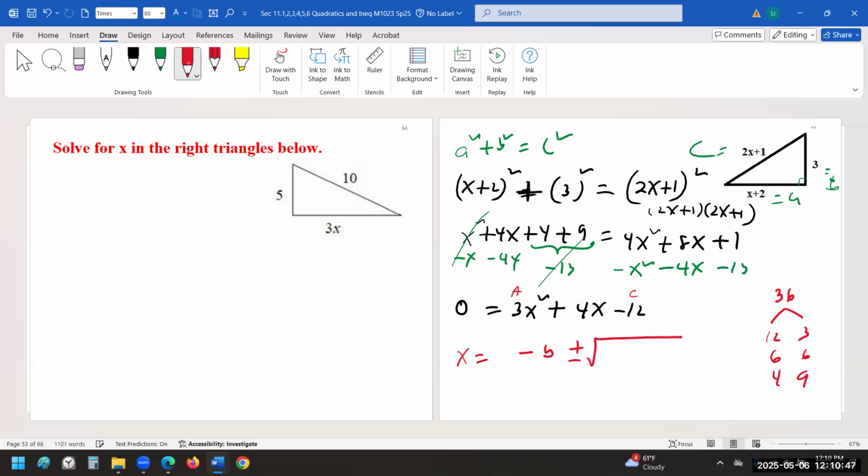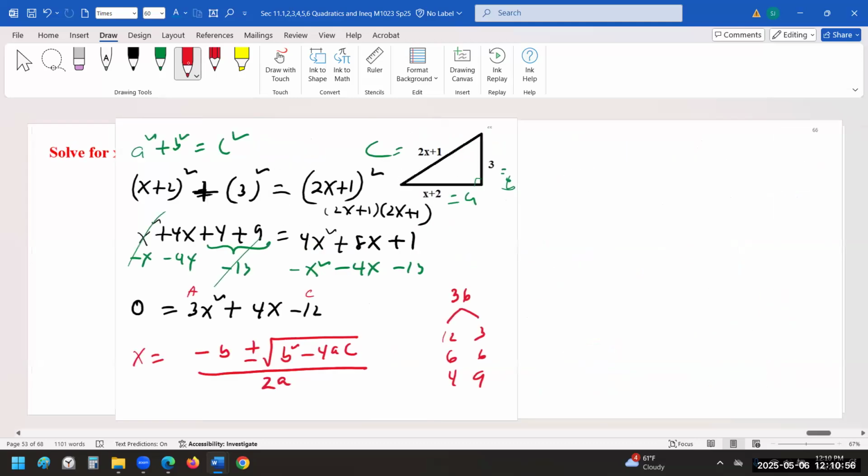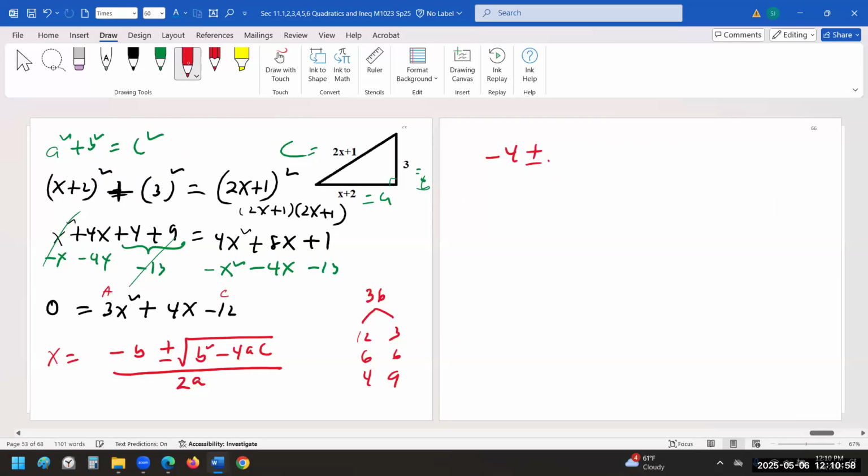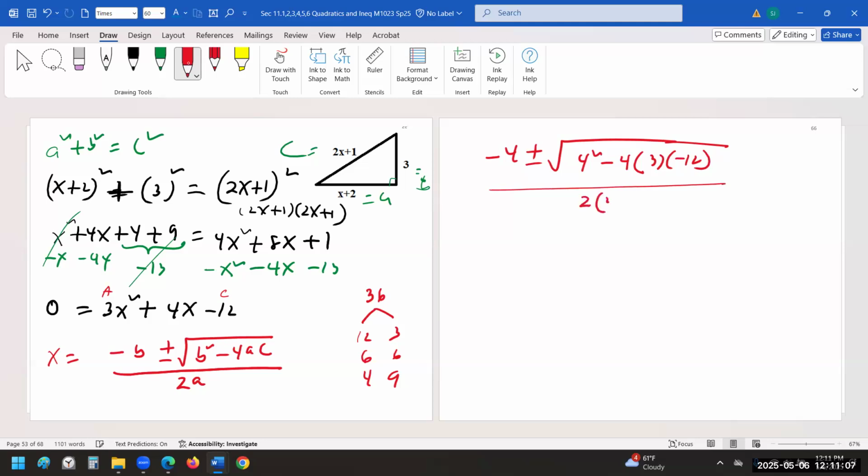Negative b plus minus square root of b squared minus 4ac, whole thing divided by 2a. So you just replace: negative b is negative 4, plus minus 4 squared minus 4 times 3 times negative 12, whole thing divided by 2 times 3. In the exam, you have something that is factorable. So all you do is factor and solve for x. When you solve for x, you only get the positive x because a triangle cannot have any negative length.